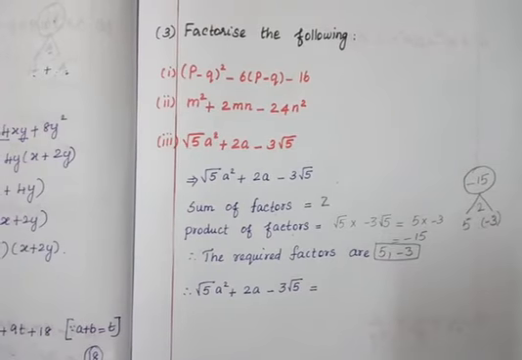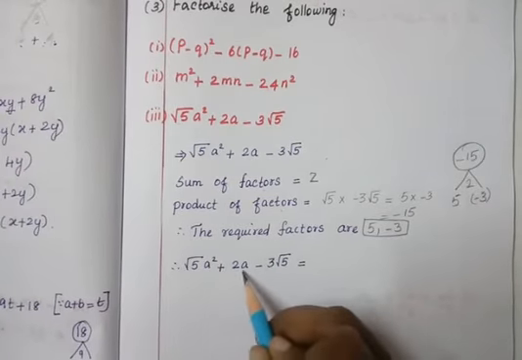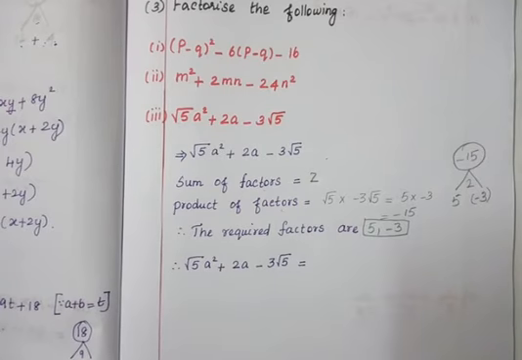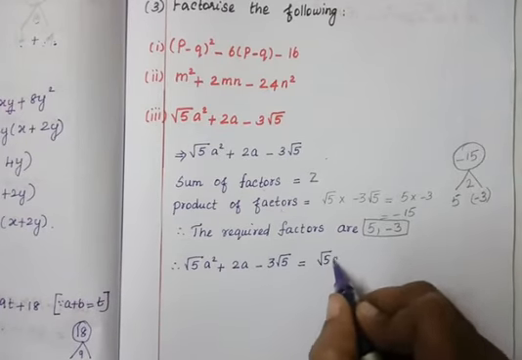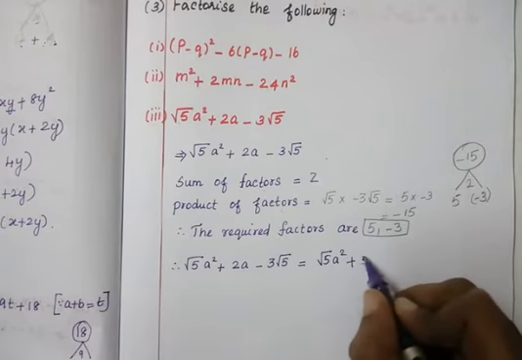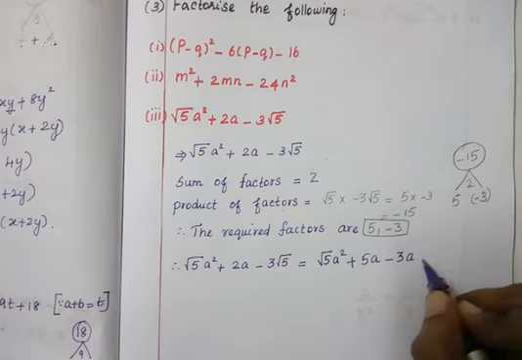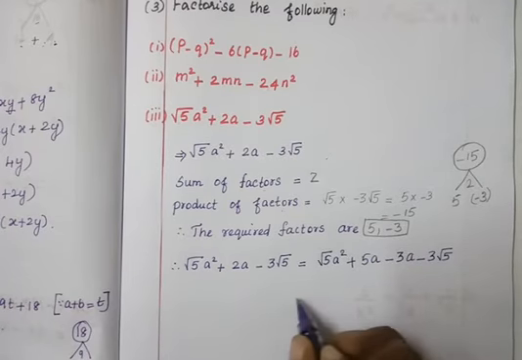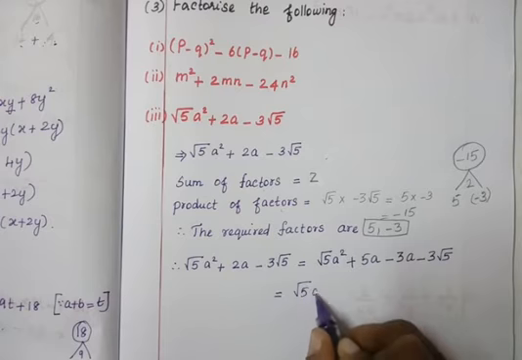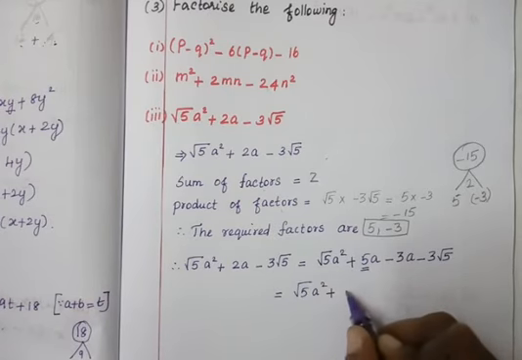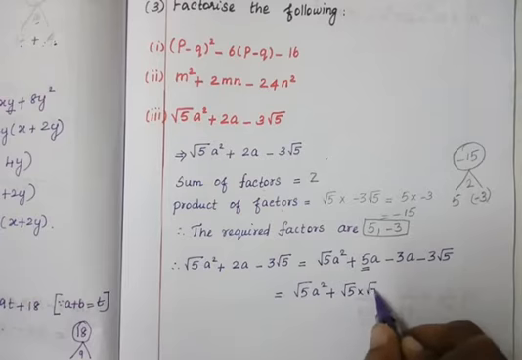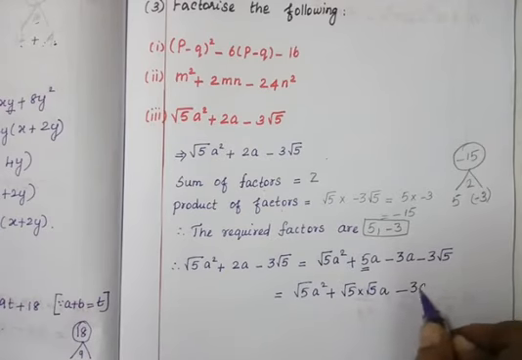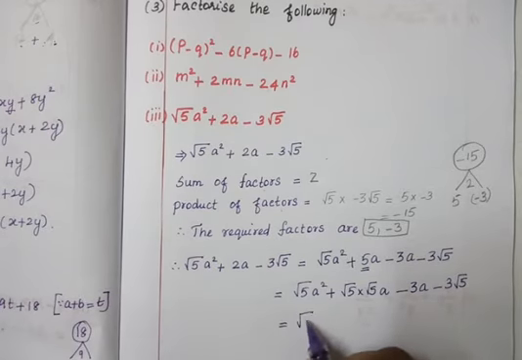Therefore root 5a square plus 2a minus 3 root 5 equal to root 5a square plus 5a minus 3a minus 3 root 5, equal to root 5a square plus 5 can be written like this, root 5 into root 5 a, minus 3a minus 3 root 5. Root 5a is common, so remaining factors are a plus root 5.